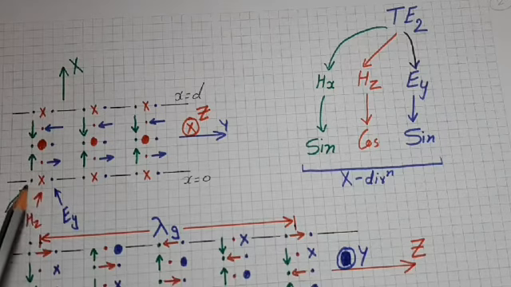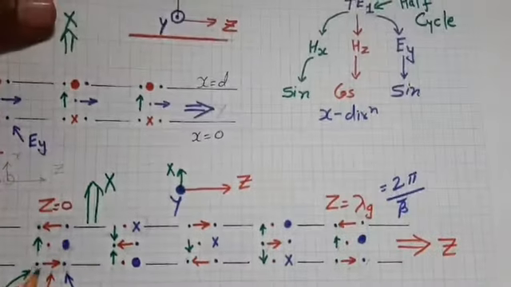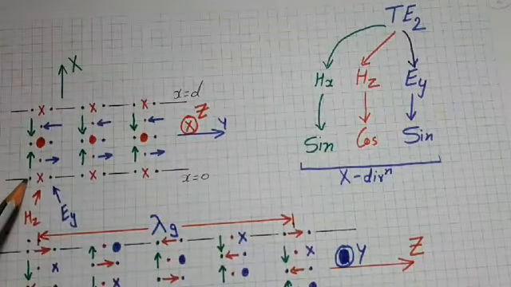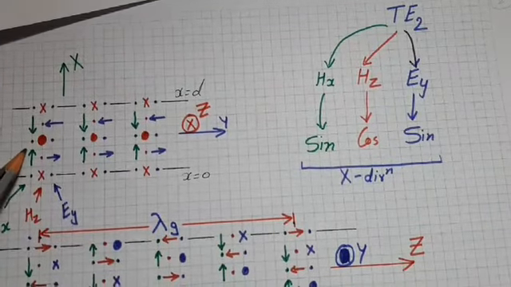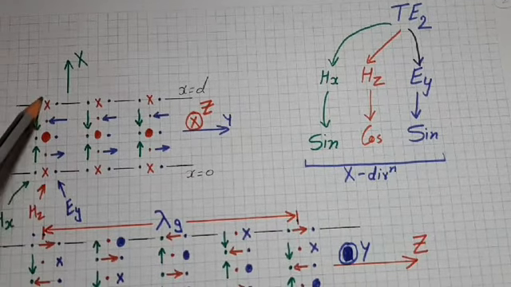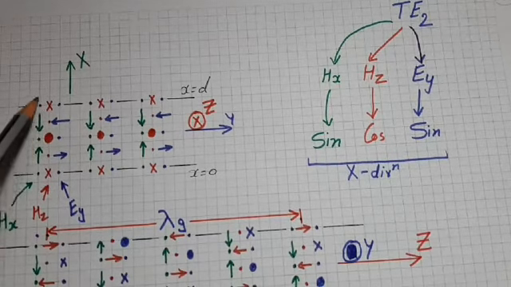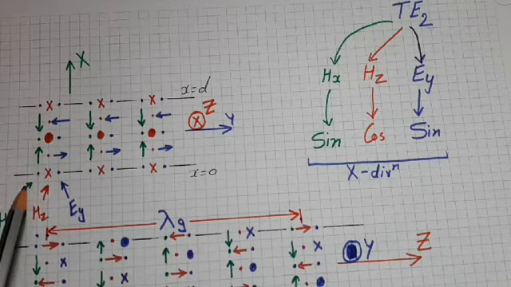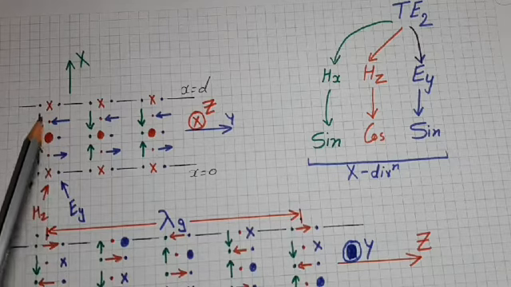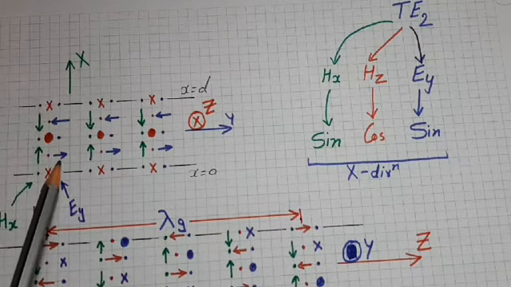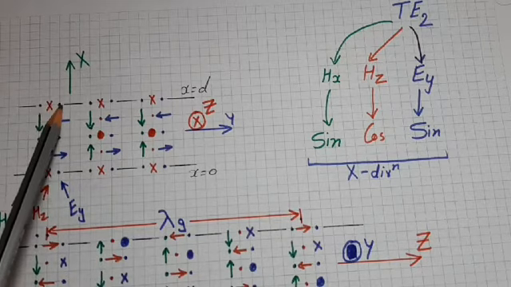So in TE1, hx was 0, positive max and 0. But in TE2 mode, it would be 0, positive max, 0, negative max, and then 0. This is complete one cycle variation between the planes. So all fields would have complete one cycle in between the planes in x direction. Like hz, positive max, 0, negative max, 0, positive max. For Ey, it is 0, positive max, 0, negative max, then again 0.